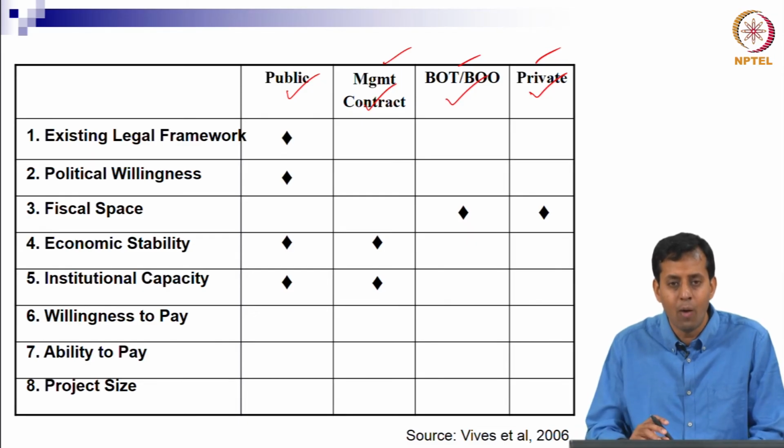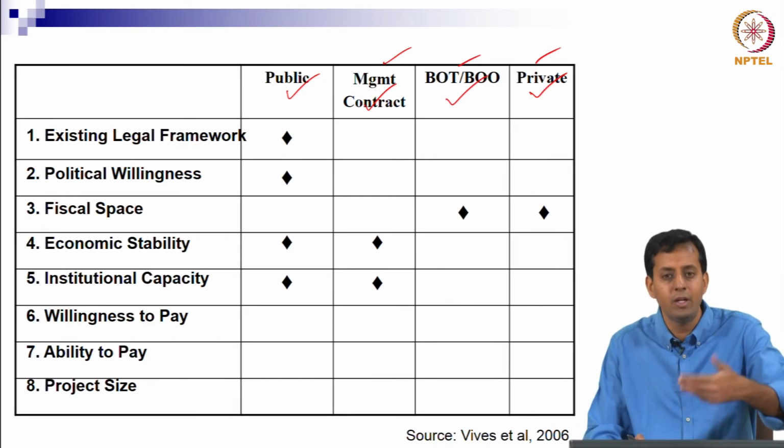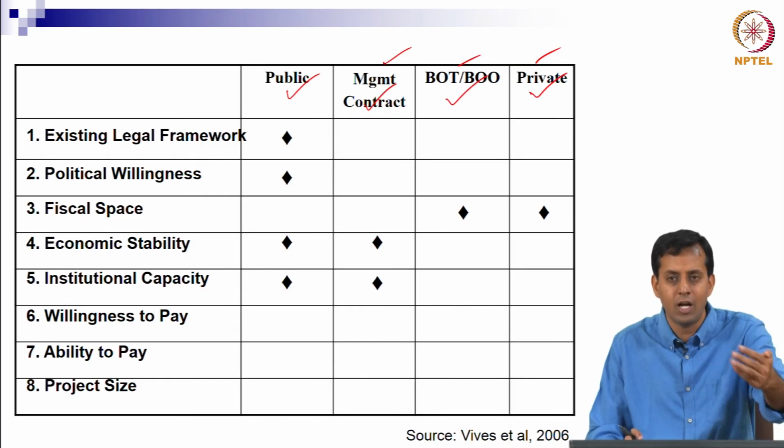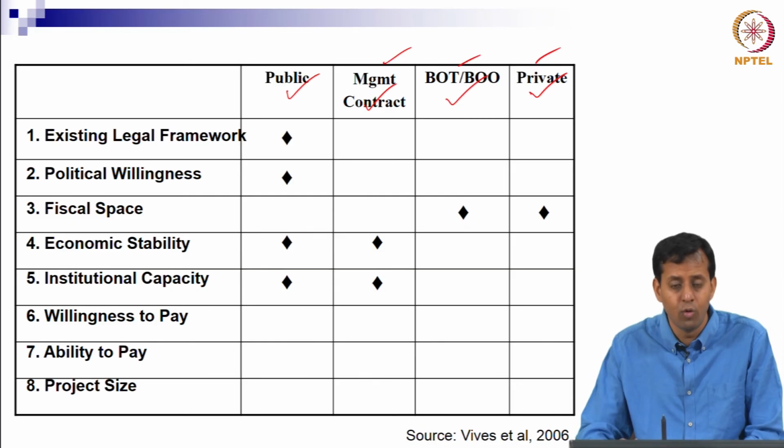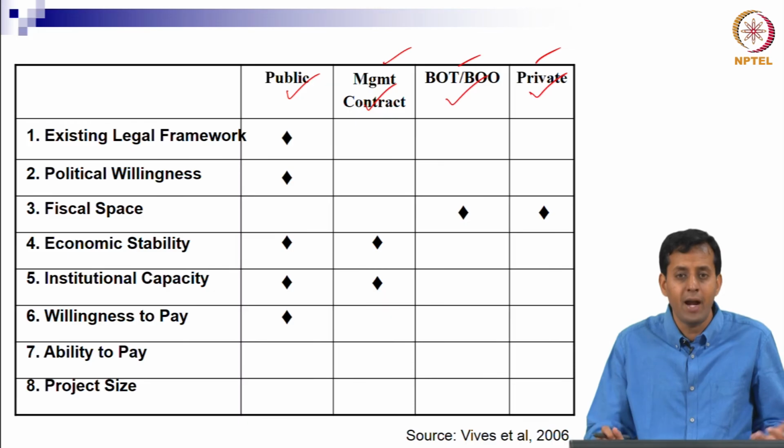Again, willingness to pay: are people willing to pay tolls, are people willing to pay some kind of a tax or a charge for the use of that asset, right? If the answer is yes, then you could certainly do a PPP, but if the answer is no, people are not willing to pay, then it's probably a bad idea to do a PPP.